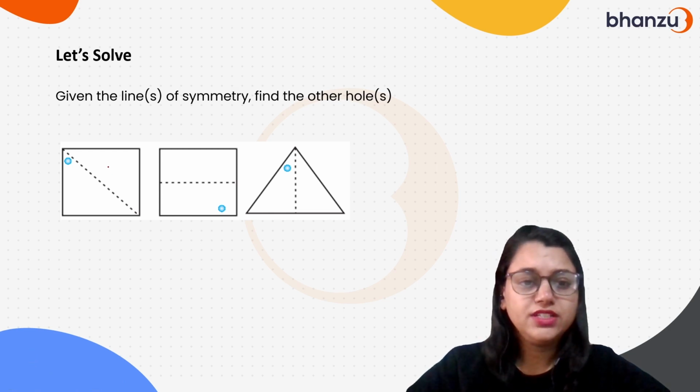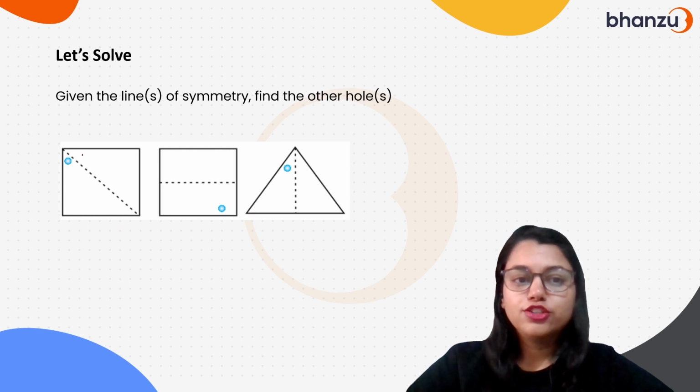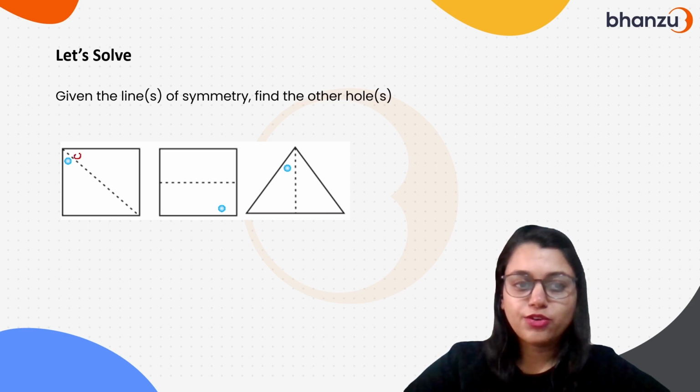It's very easy, students. You can see that this is the first hole and this is the line of symmetry here. So where will the second hole be? Obviously, it will be the mirror image of the first one. So I'll draw the second hole here.